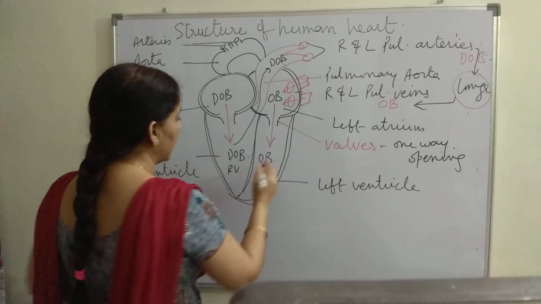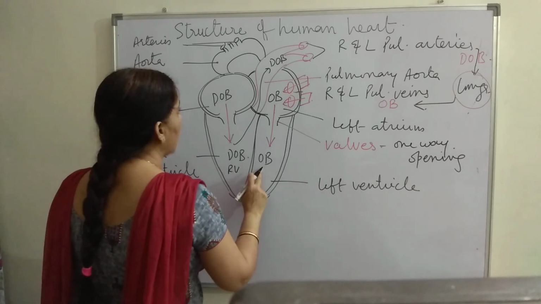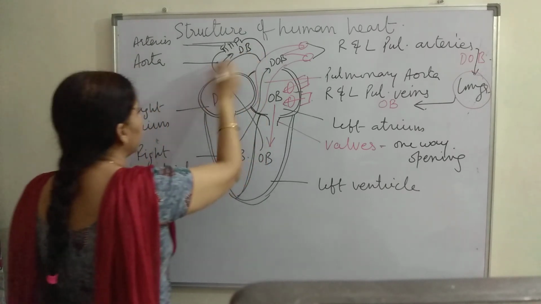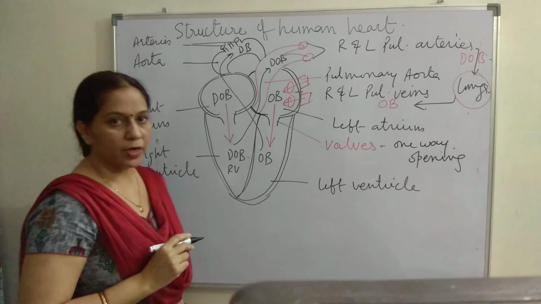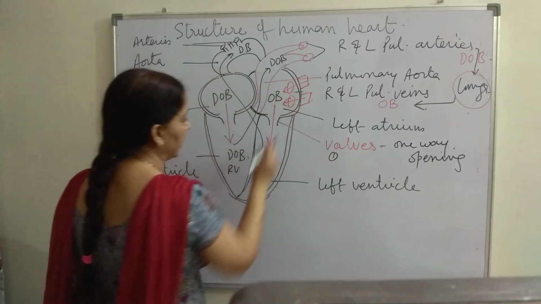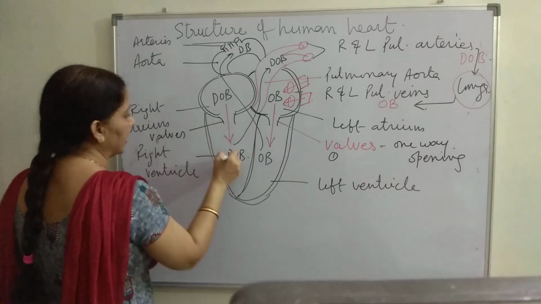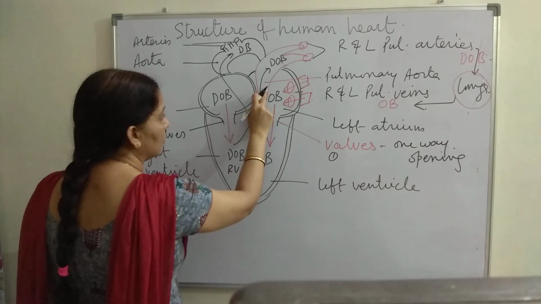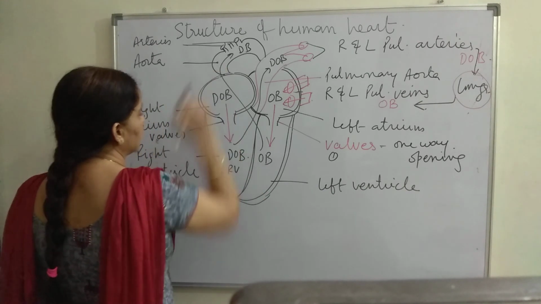Now, from the left ventricle, oxygenated blood will be transported to the systemic aorta and through arteries to all parts of the body. That means there are four valves: one between the left atrium and left ventricle, another between the right atrium and right ventricle, the third between the right ventricle and pulmonary aorta, and the fourth between the left ventricle and systemic aorta.